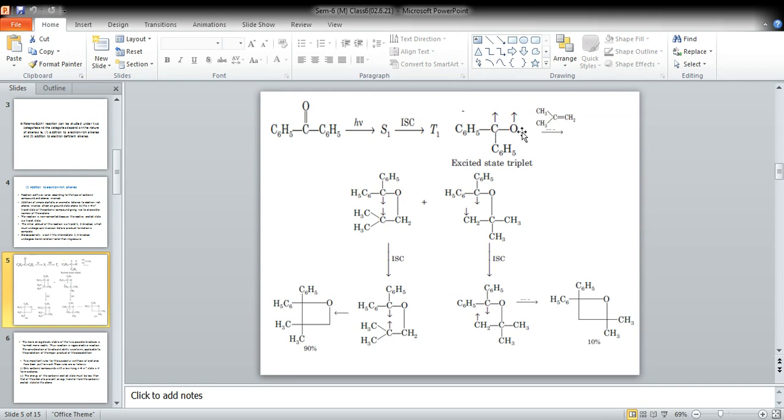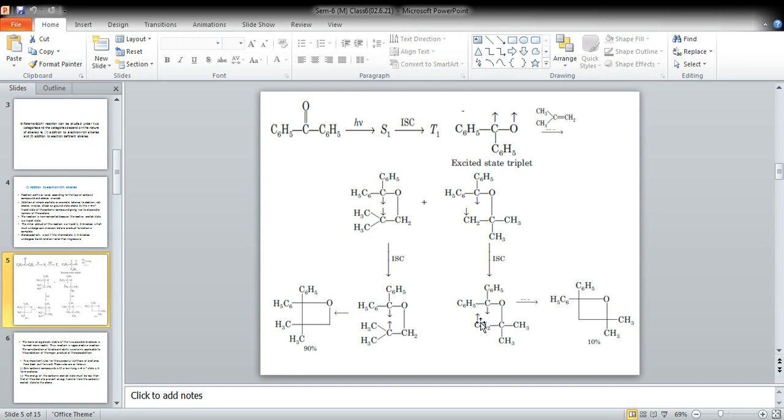That means this is triplet parallel. Therefore, this particular excited triplet state will react with this ground state alkene, which is isobutene, to give two probable intermediates, two probable diradicals, and both the diradicals are in triplet state. Now in these two triplet states, spin inversion may take place and give you these two products, meaning these two intermediates.